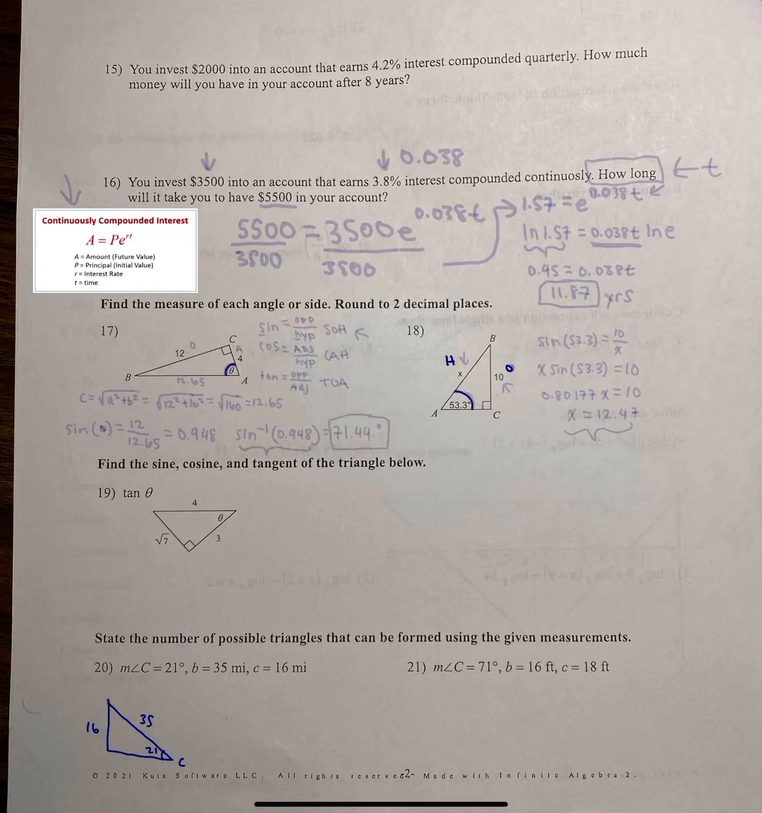So for this question, you need to use the continuously compounded interest formula, where A is 5,500, because it's the amount that you end with, equals the principal amount, which is 3,500, times e^(rt). R is the interest rate, which would be 0.038. So you plug in 0.038t. We're solving for t here.